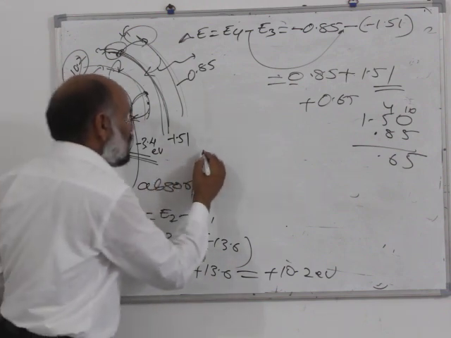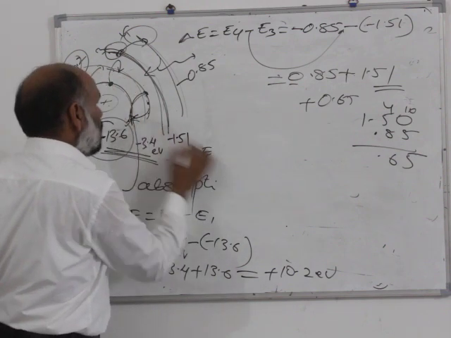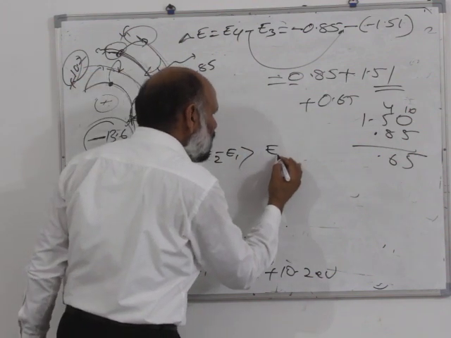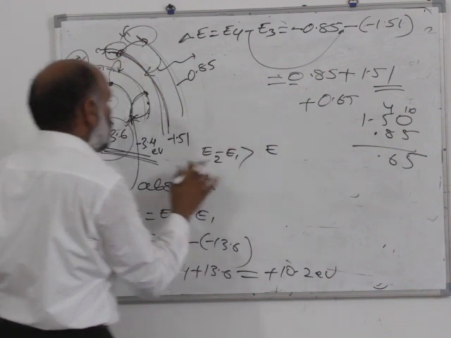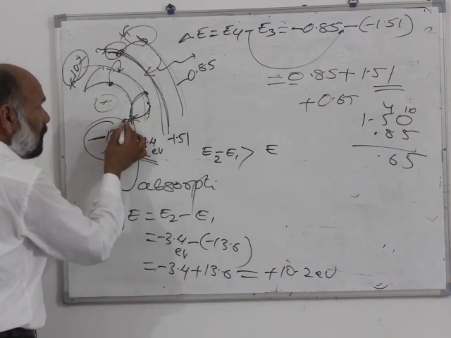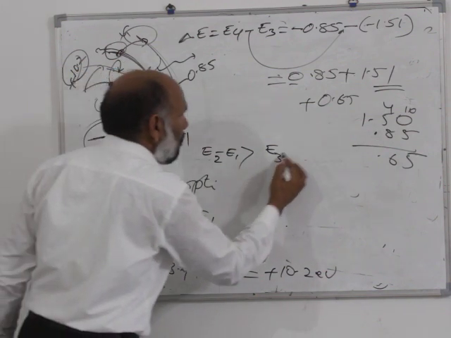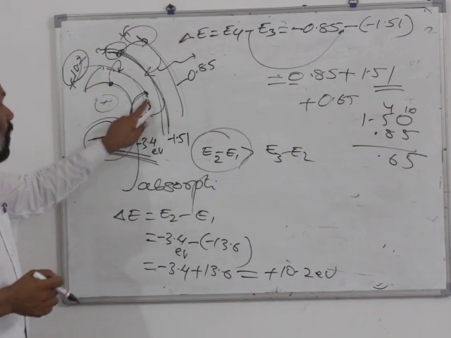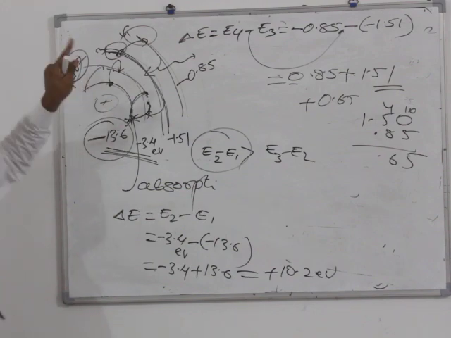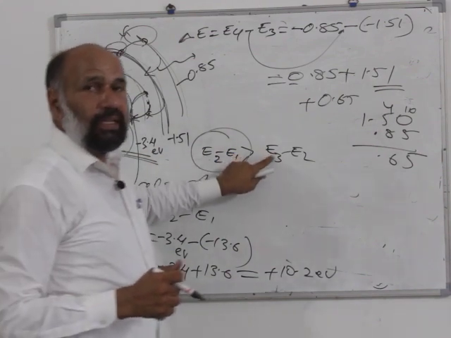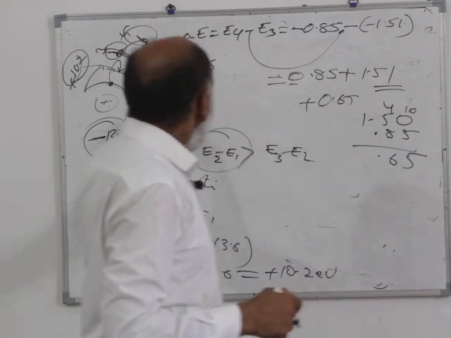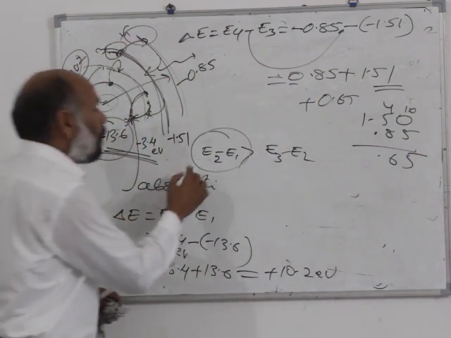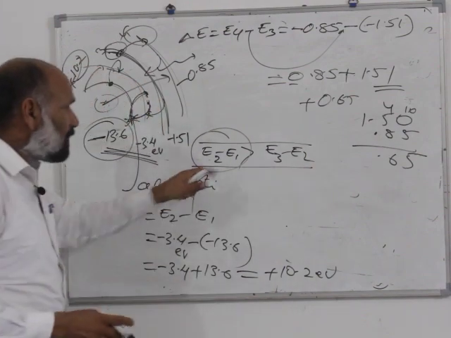Now the question is, E2 minus E1 is always greater than E3 minus E2 or E4 minus E3. So the difference in the energies of the orbits closer to the nucleus is always more than the difference in the energies of the orbits which are away from the nucleus. This is a very important question asked in different examinations.